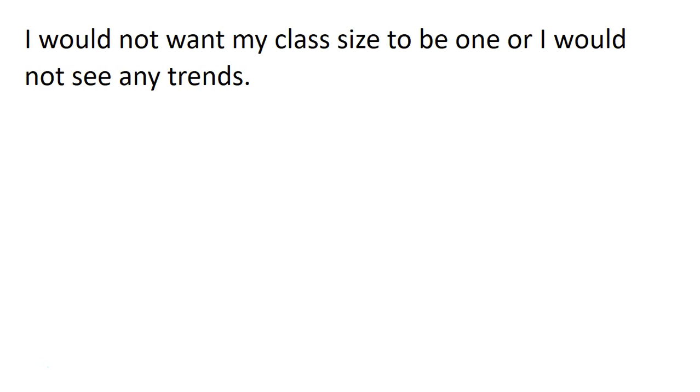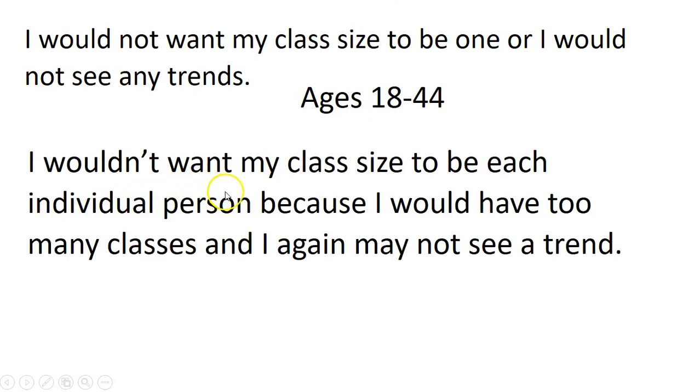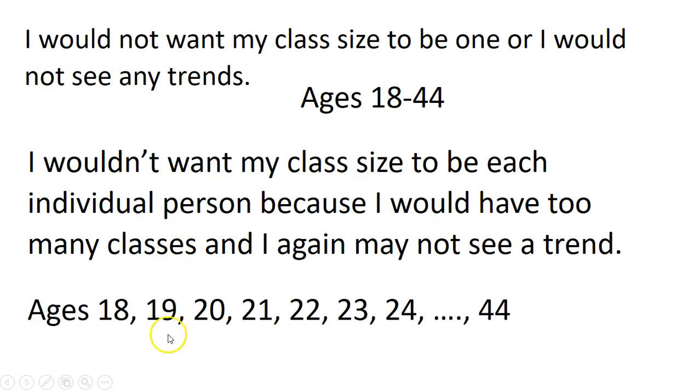It might be harder to see them, but if I saw groups or chunks of people, it might make it easier. So for example, if I did ages 18 to 44, I wouldn't want my class size to be each individual person between 18 and 44, because I would have too many classes, and again, would I even be able to see a trend? So that's what I mean, 18, 19, 20, like if I made all of them individual.